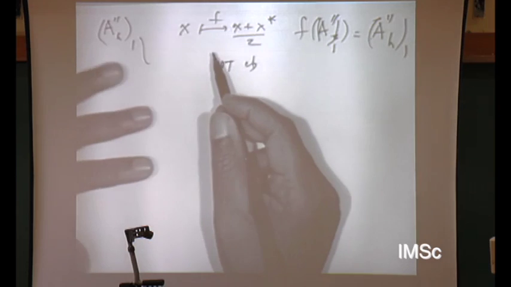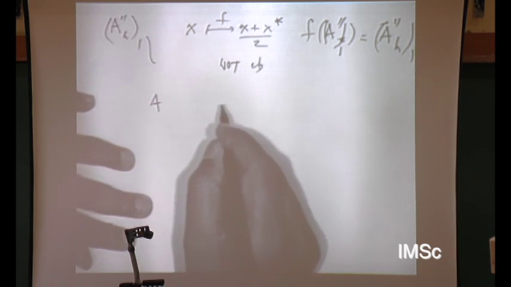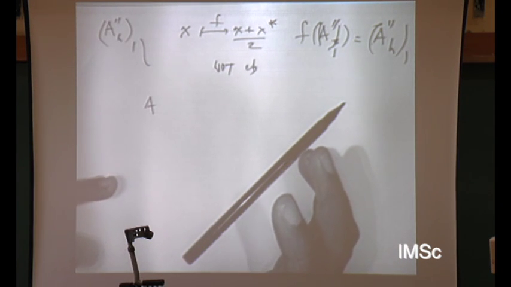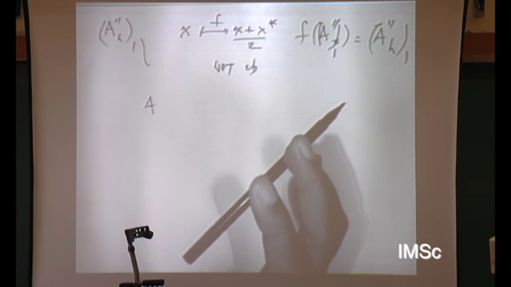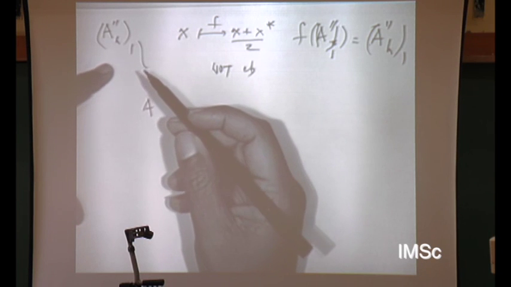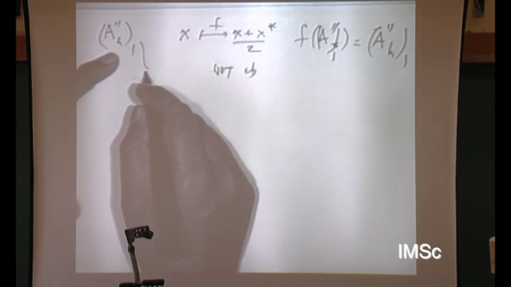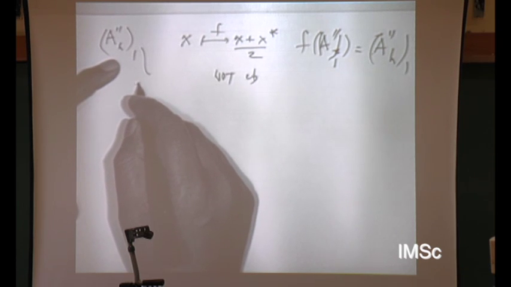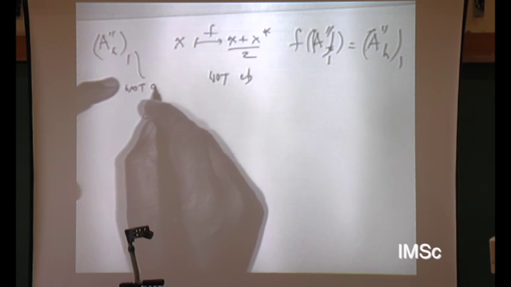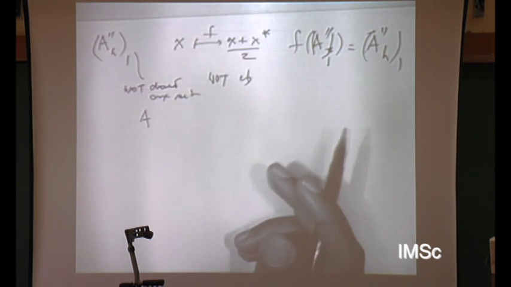Okay. No, this mapping is WOT continuous. We know that A is, and also this is a WOT closed convex set, WOT or SOT. It is the unit ball.